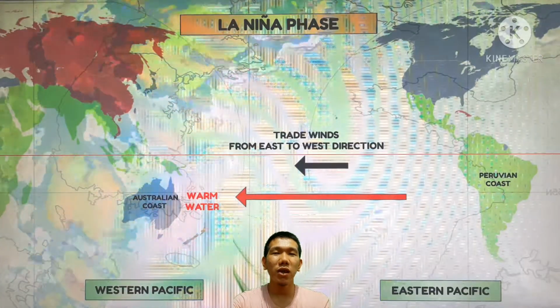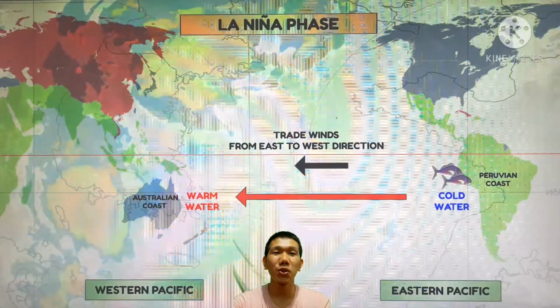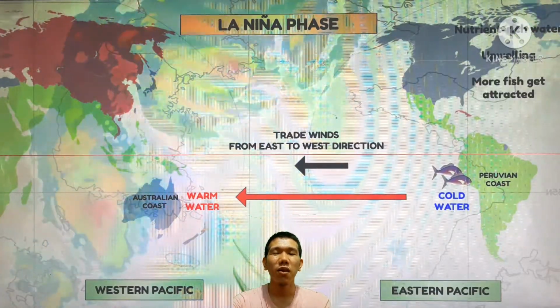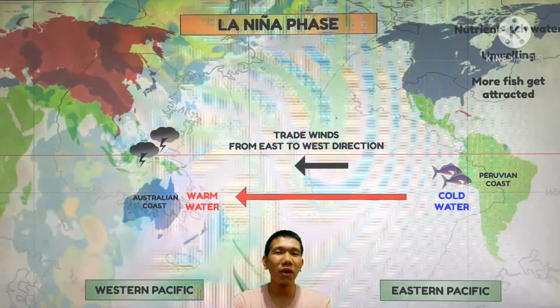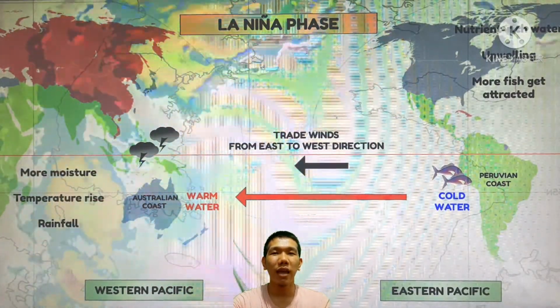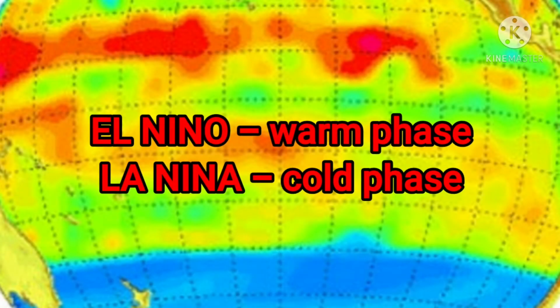While in the Australian coast, it starts to accumulate more moisture due to the intense heat of warm water in the ocean, forming clouds of rain, resulting in a huge amount of rainfall. And so, the whole process is just the opposite of El Nino.